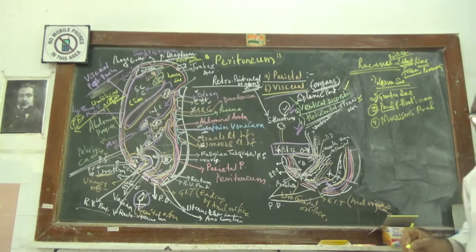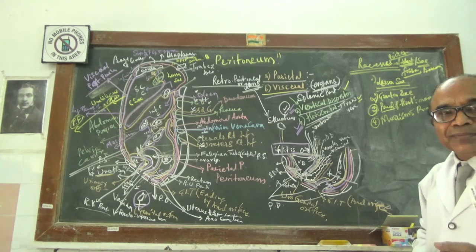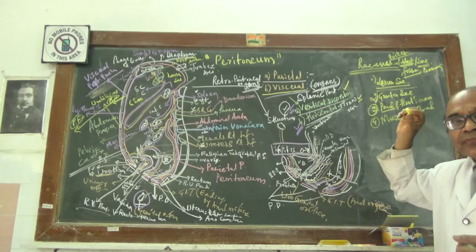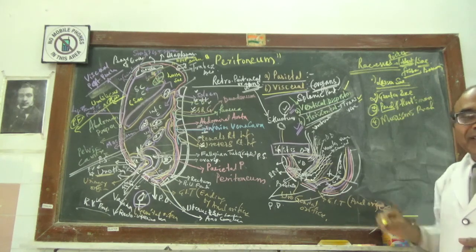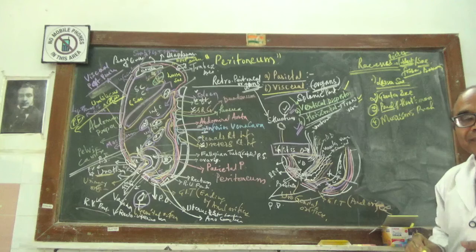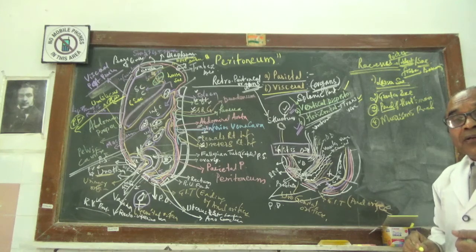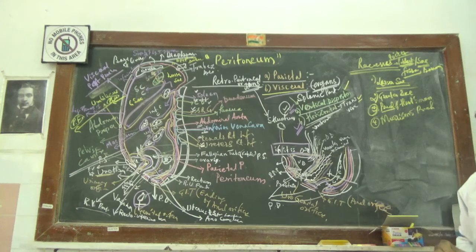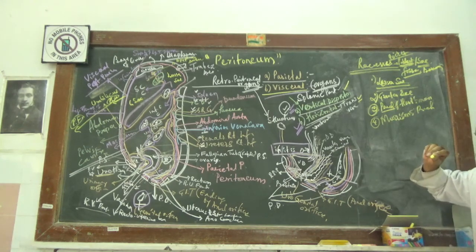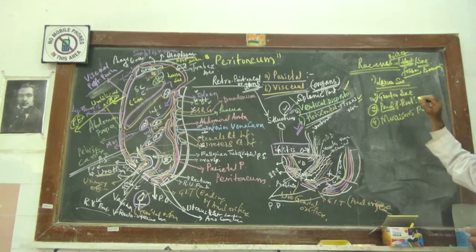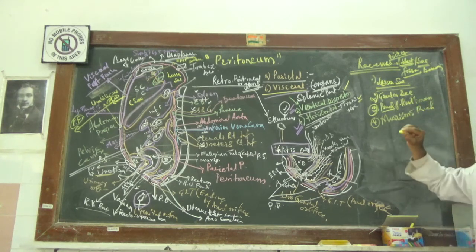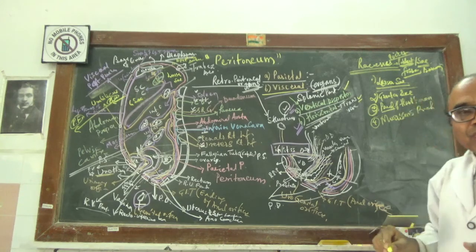Morison's pouch is the pouch between the upper pole of the right kidney and the under surface of the right dome of the diaphragm, or the right part of the porta hepatis. That vertical disposition is called the hepatorenal pouch, running from there to the upper border, the upper pole, of the right kidney.